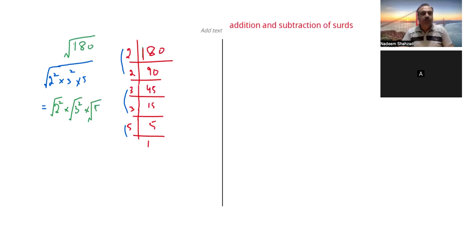Okay. So we can see here the square will be cancelled with the square root. So this square will be cancelled with this square root, and we will get 2. And then also this square will be cancelled with the square root. We will get simple 3, and square root 5 remains as it is. So we can simplify: 2 times 3 is 6 square root 5. So this is your answer of square root 180 in simplified surds form.